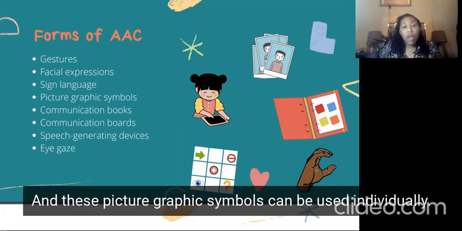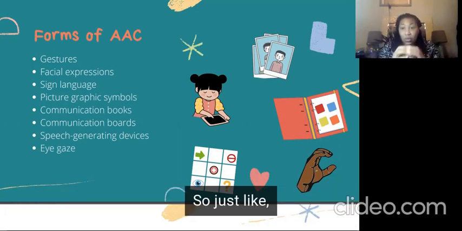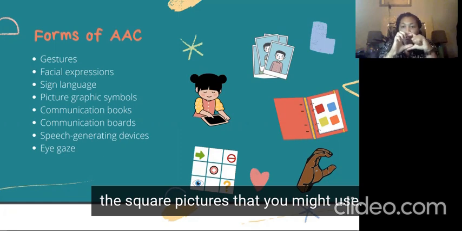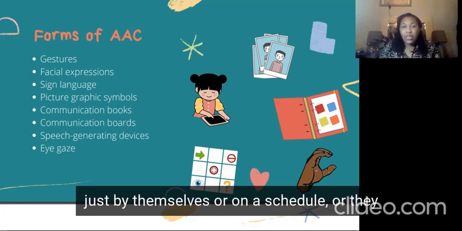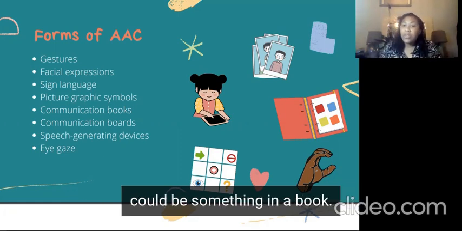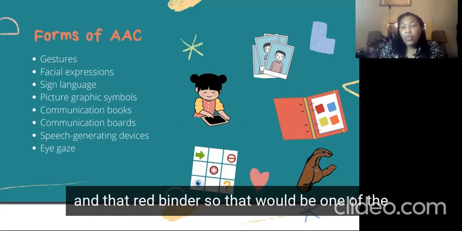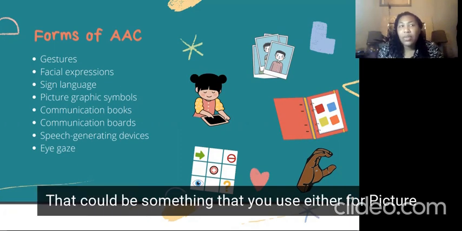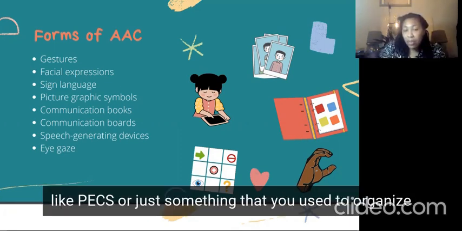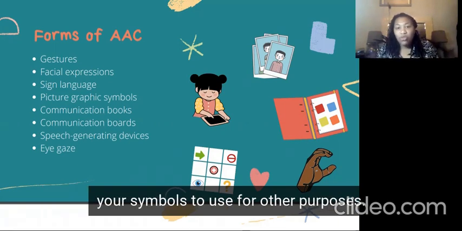There are pictographic symbols, so that includes pictures, photos, line drawings, any type of symbol or image. And these pictographic symbols can be used individually, just like those square pictures that you might use by themselves or on a schedule, or they could be something in a book, like what you see here on the right in that red binder. That would be more like a communication book. And that could be something that you use either for picture exchange, like PECs, or just something that you use to organize your symbols to use for other purposes.